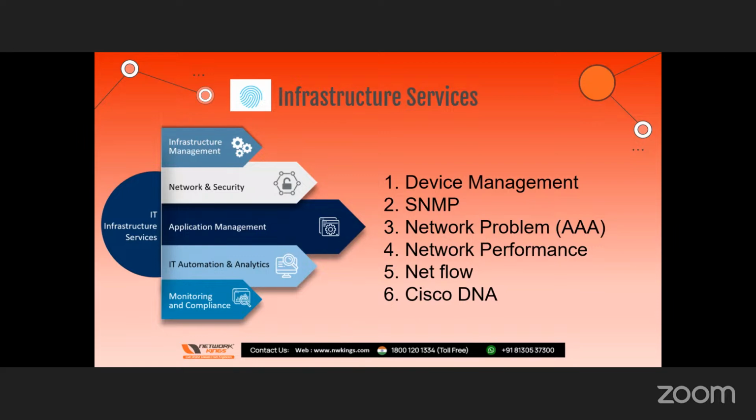L2 is completely at a switching level, and in L3 also some part of switching will be happening, but most of the routing will be happening in L3 only. Coming to L2 and L3, what is the difference between L2 and L3? L2 is completely based on the MAC based table.